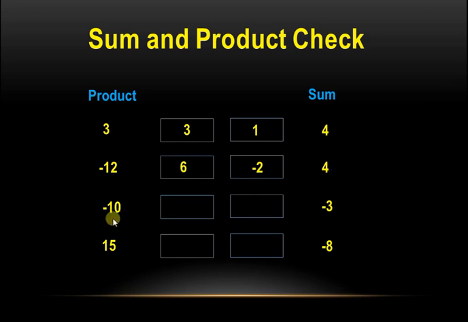What about negative 10? We have negative 5 times 2, negative 10. Negative 5 plus 2 is negative 3. And the factors of 15 that will give us negative 8: we have negative 3 times negative 5 will give us positive 15, and negative 3 and negative 5 will give us negative 8. Knowing how to do this is going to help us in factoring trinomials with leading coefficient of 1.